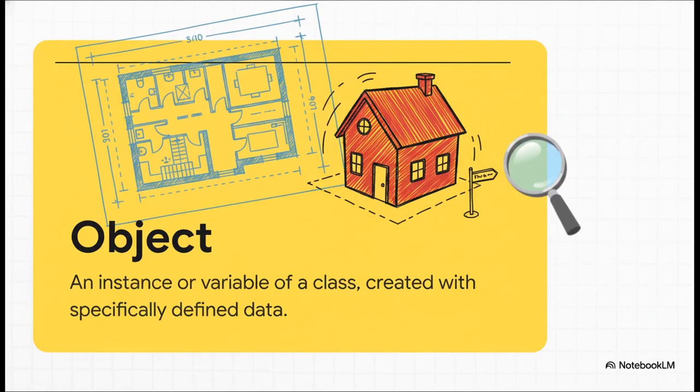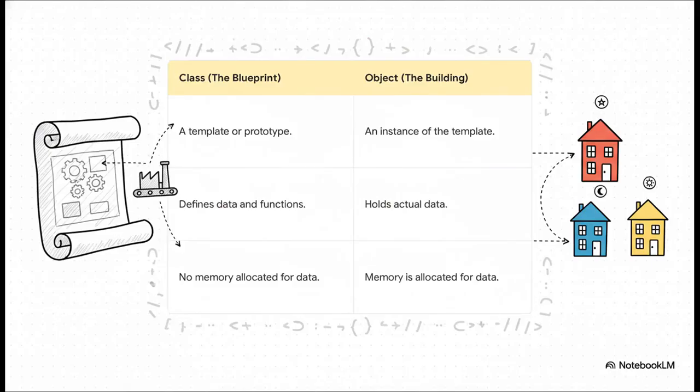Now, an object, that's the actual house, the one you built from the blueprint. It's a real, tangible thing that exists. It takes up space in memory, and it has its own unique details. Like this house is painted red, and that one has a specific address. So if there's one thing to get from this, it's this. The class is just the abstract design. It's an idea. It doesn't use up any memory for data. But the objects, those are the real, concrete things you make. And the second you create one, boom! Memory gets set aside to hold its specific, unique data.